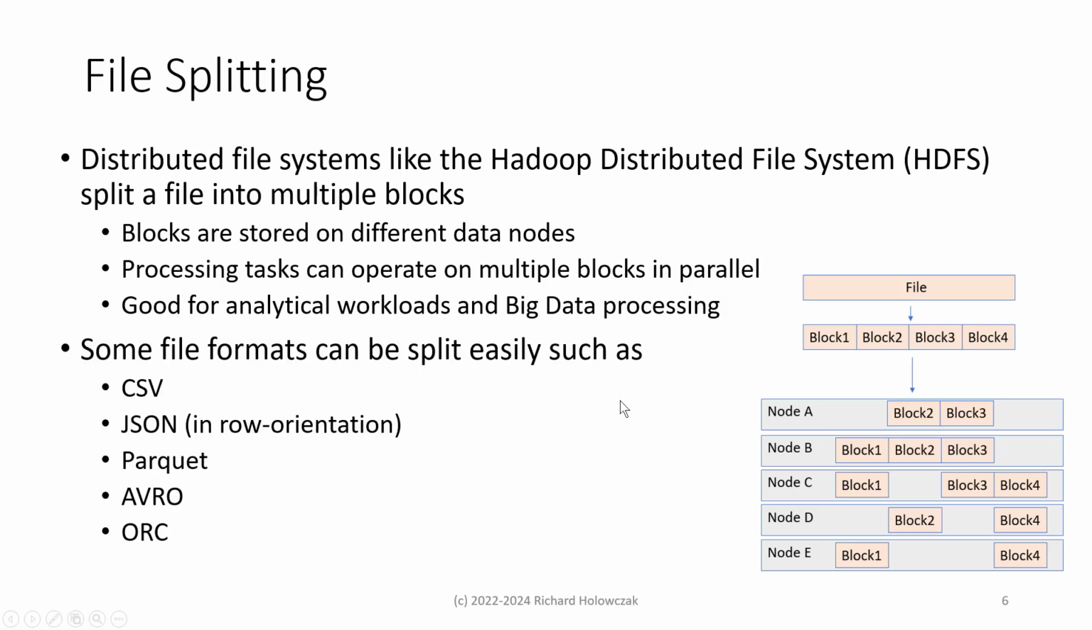Some file formats can be easily split. For example, CSV, because it's row orientation, we can split some of the rows into a block and put those out on a node. JSON documents in a particular what's called row orientation, Parquet files, Avro, and ORC files have all been designed to be easily split.